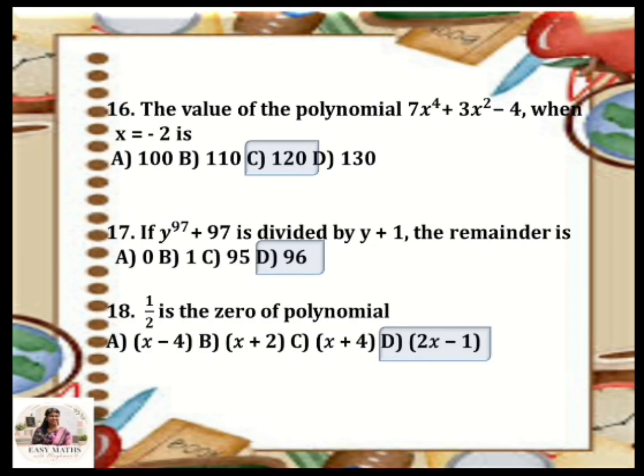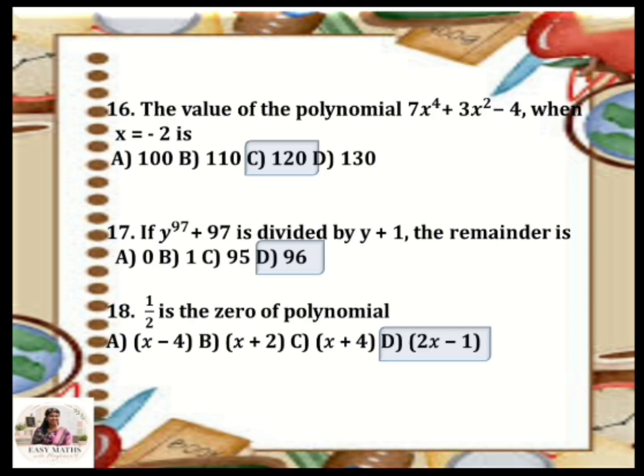Question number 16. The value of the polynomial 7x raised to 4 plus 3x square minus 4 when x is equal to minus 2 is. Here you have to substitute the value of x as minus 2. That is 7 into minus 2 whole raised to 4 plus 3 into minus 2 square minus 4. If you solve, you will get the answer as 120.